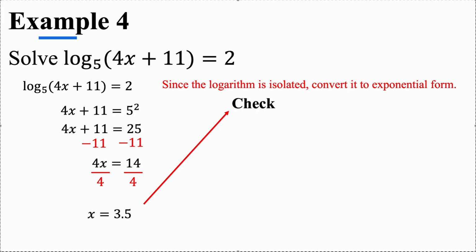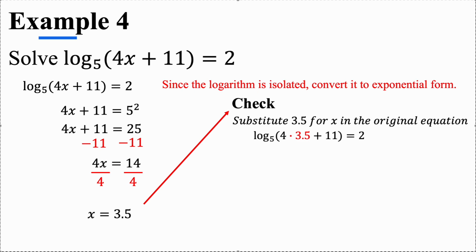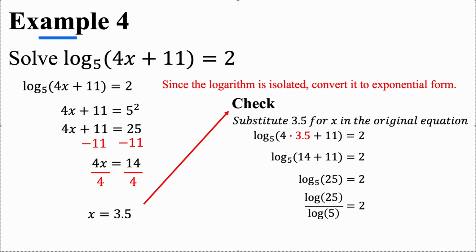Let's check. Well, if we substitute 3.5 for x in the original problem, this is what we get. 4 times 3.5 is 14. Simplify what's inside the parentheses, you get 25. We can apply the change of base formula here. The left-hand side could be written as this, and then if you use a calculator, you should get 2 equals 2. So that means our final answer in this case is x equals 3.5.